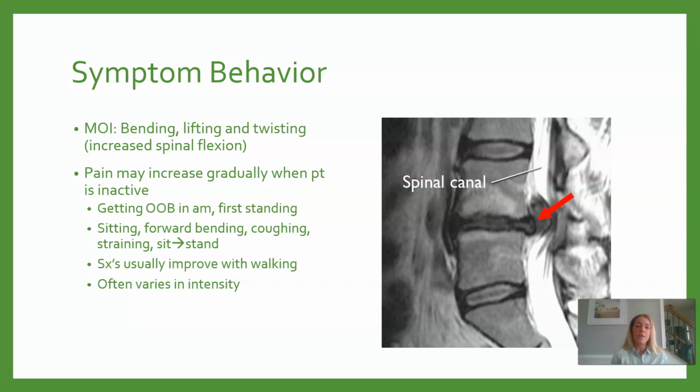Sitting for long periods of time can get uncomfortable. Forward bending, coughing, straining, and moving from sit to stand are also painful, because a lot of those positions are going to put the spine in a more flexed position. Symptoms usually improve with walking, when there's movement, but also that puts the spine in more of an extended position, which tends to take some of the pressure off of that protrusion. And again, it will often vary in intensity, depending on the size of the herniation and the activity that the person is doing.